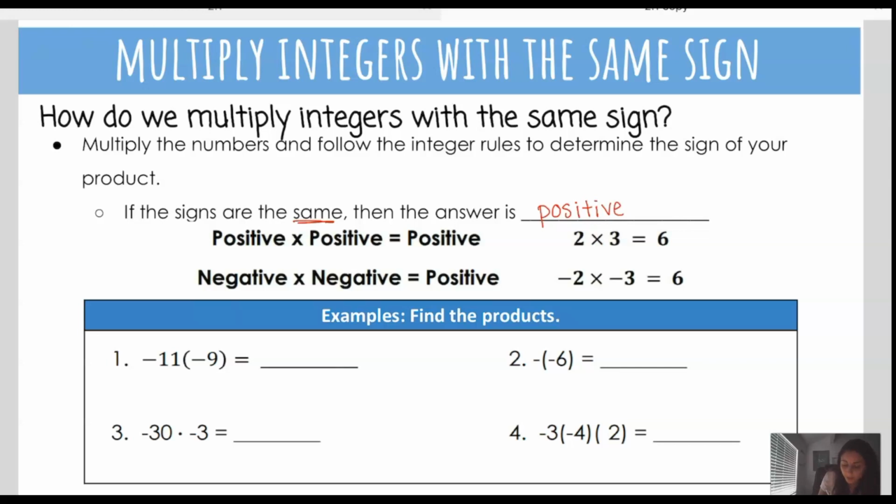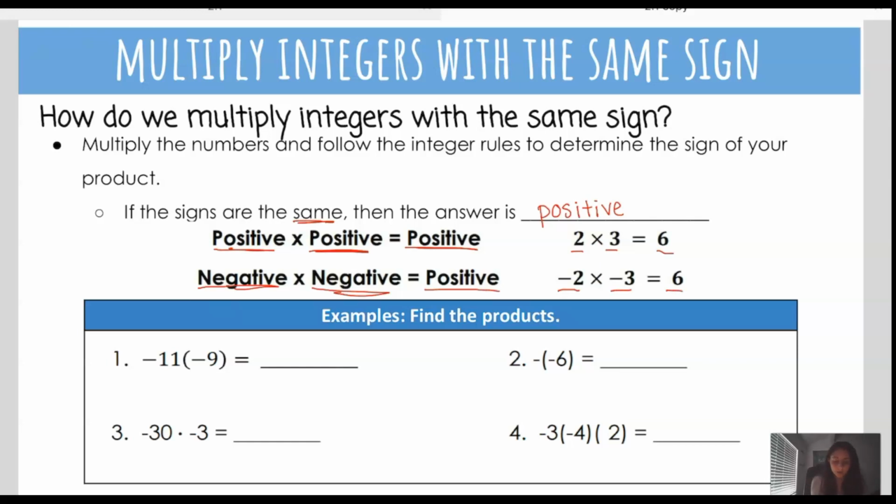For example, if we have a positive times a positive, our answer or product is positive, like 2 times 3 is positive 6. A negative times a negative will also be positive because they are both the same sign. When we multiply integers with the same sign, our answer is positive. Just like in this example, negative 2 times negative 3 is positive 6. Let's look at some more examples.